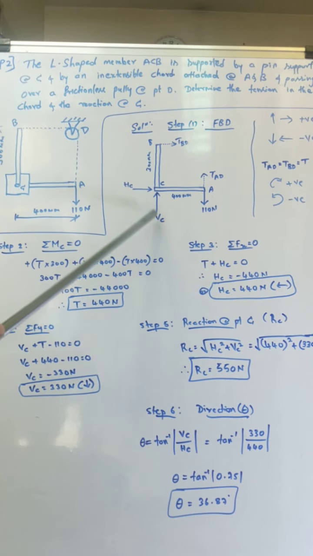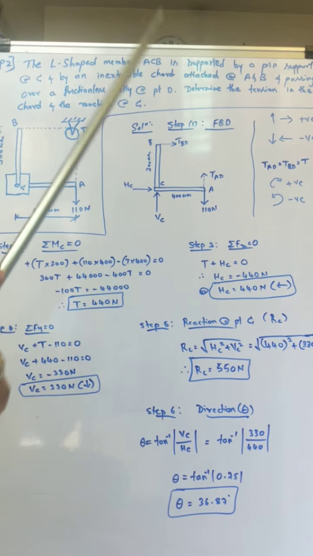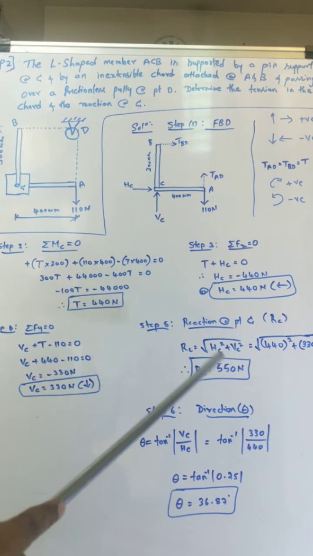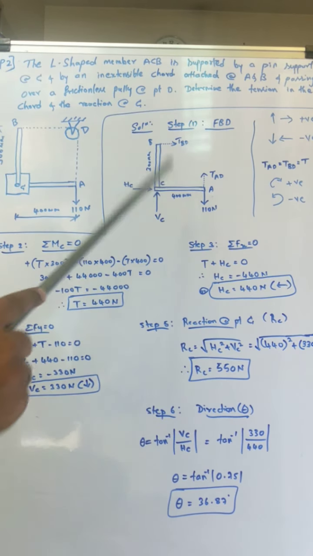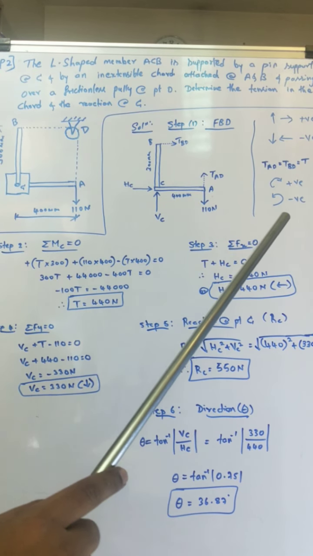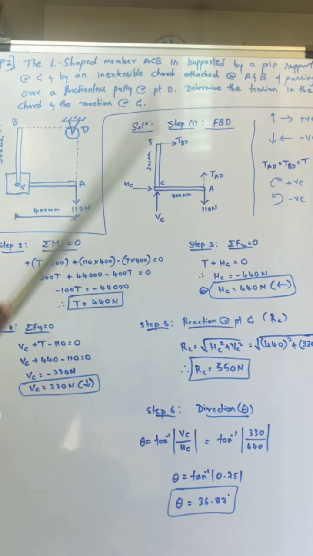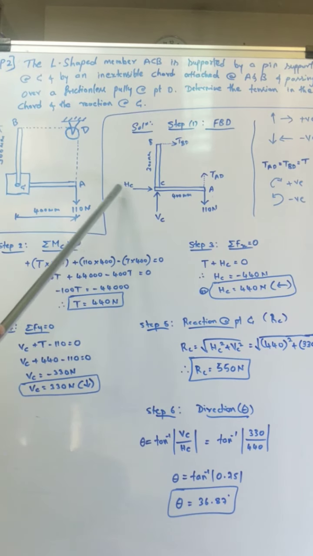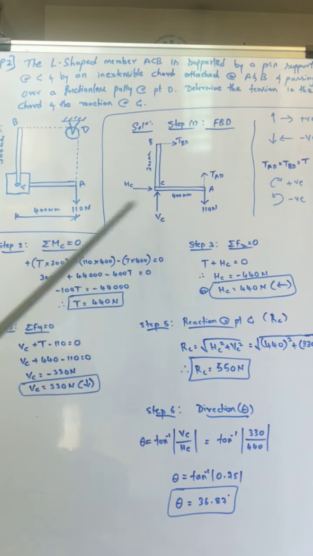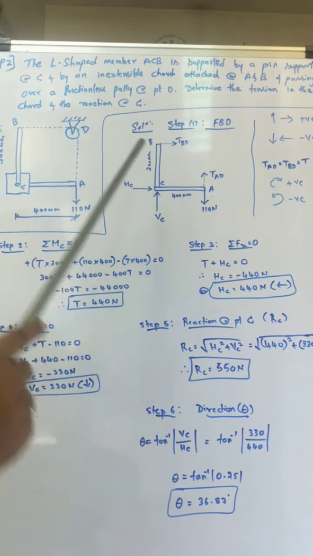You can see there is the HC force, the VC force, and the tension forces TBD and TAD, which are both the same. There is the 110 Newton force, and we have shown all the dimensions, 300 mm, 400 mm, whatever is given in the numerical itself. So this is the FBD. By seeing the diagram, what he is asking is to find the tension in the cord. That means you need to find TBD and TAD, that is, the tension T. Second, find the reaction at C. That means there are HC and VC, so you need to find the resultant of those. Reaction at C means you need to find the resultant force acting at point C.